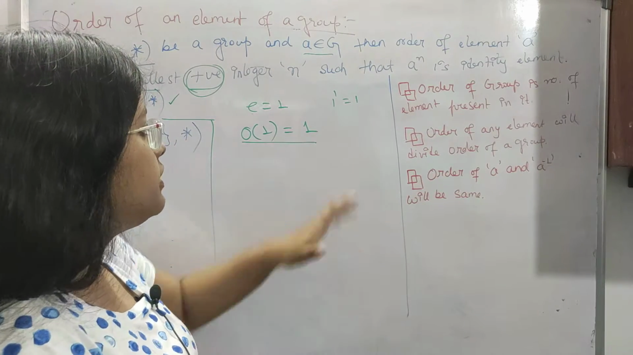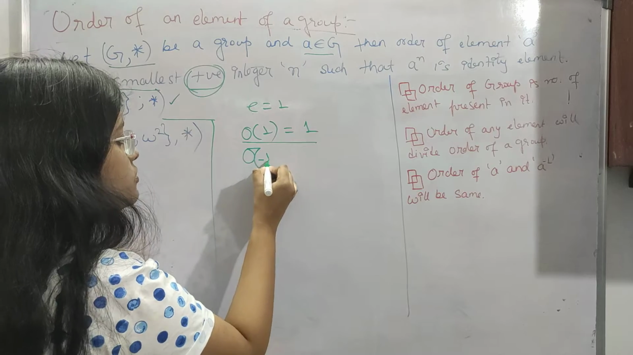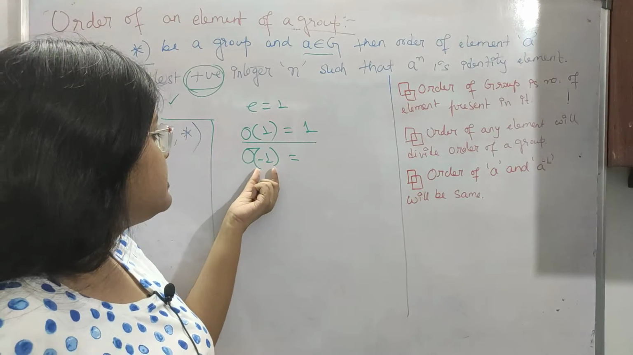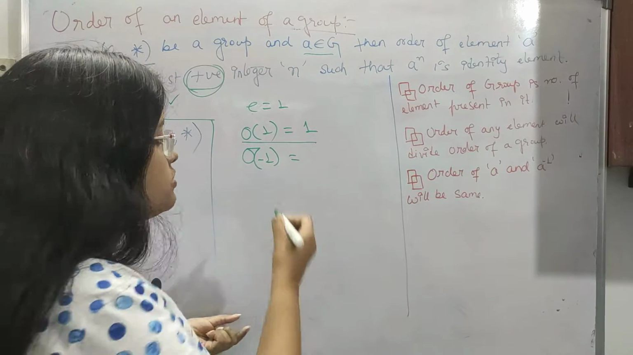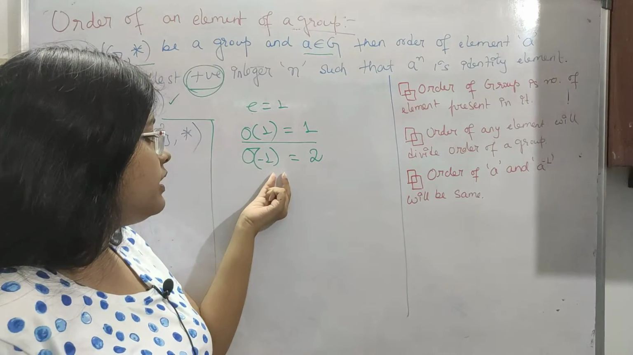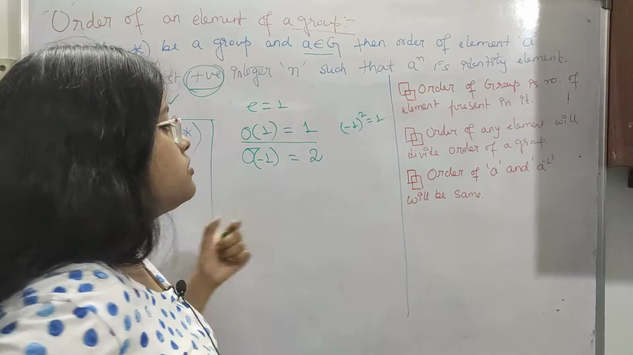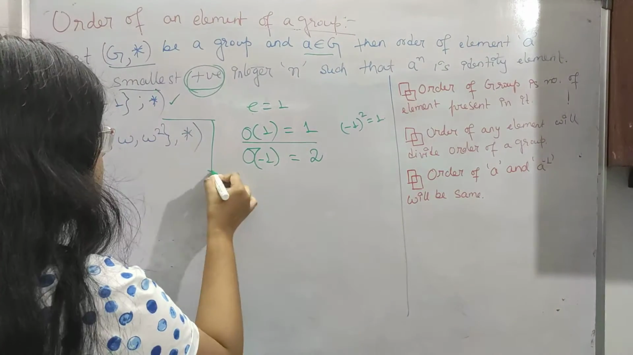Next we have to find the order of minus 1. How many times do you have to multiply minus 1 so that we can get 1? Minus 1 into minus 1, so 2 times. Minus 1 to the power 2 will give you 1. This is what we want: we have to find the identity element. So now this is done.